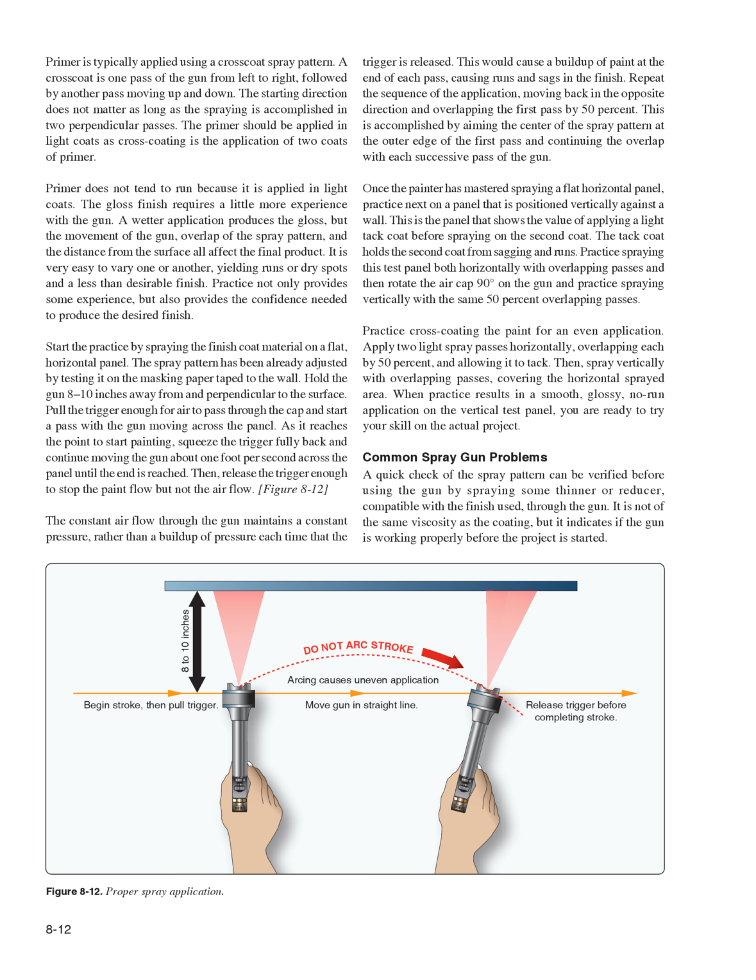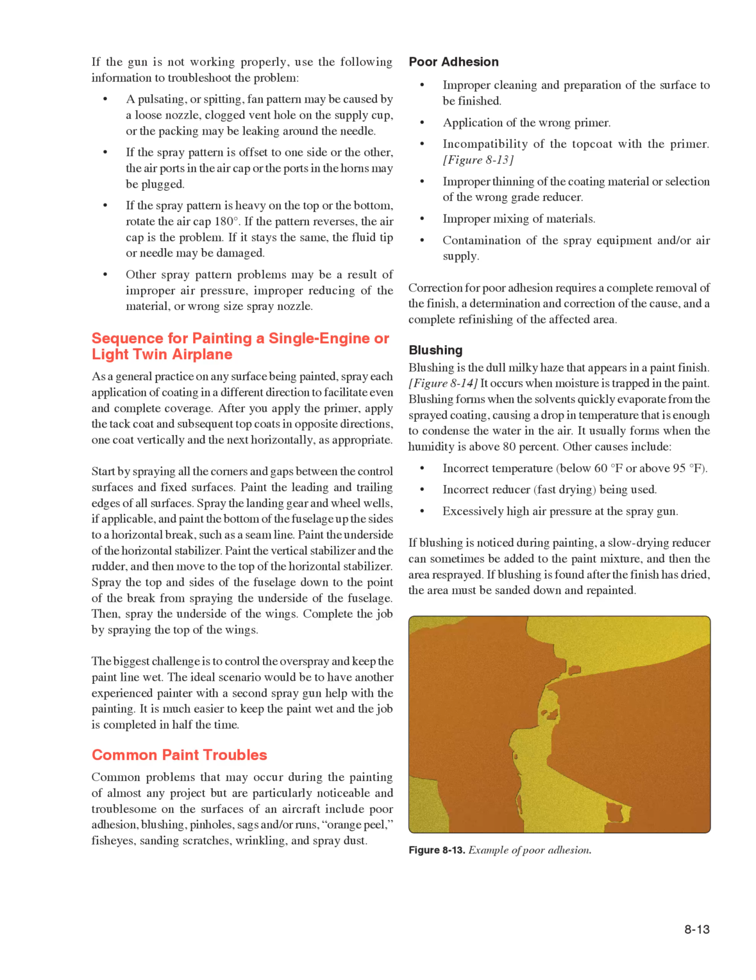Common spray gun problems. A quick check of the spray pattern can be verified before using the gun by spraying some thinner or reducer, compatible with the finish used, through the gun. It is not of the same viscosity as the coating, but it indicates if the gun is working properly before the project is started. If the gun is not working properly, use the following information to troubleshoot the problem.